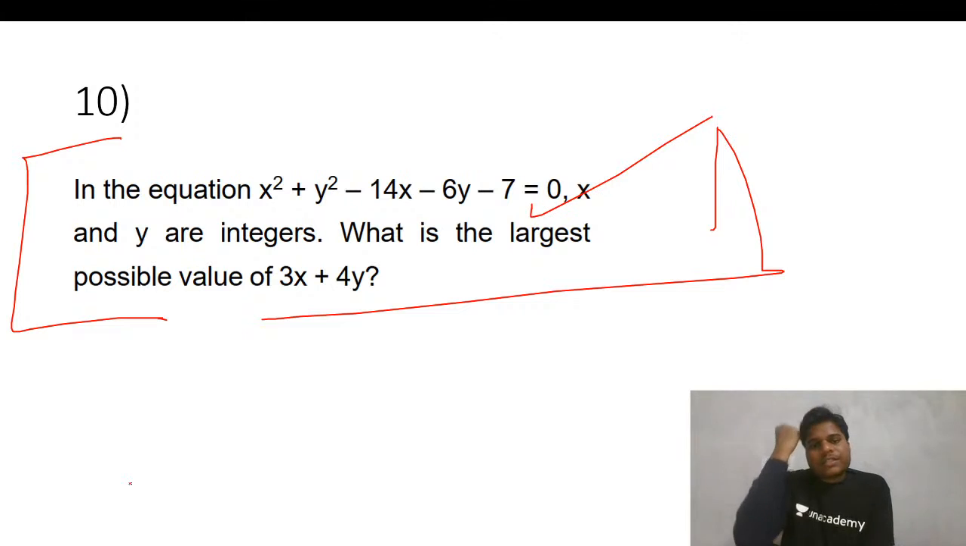In the equation x square plus y square minus 14x minus 6y minus 7 equals 0. So simple, na? I hope you have seen this type of question earlier also. But again, these are important questions. It may not be this type of question, but a similar question where the same concept will be required, where you need to make a perfect square. Maybe they give it in the form of coordinate geometry, maybe somewhere they can give this type of question.